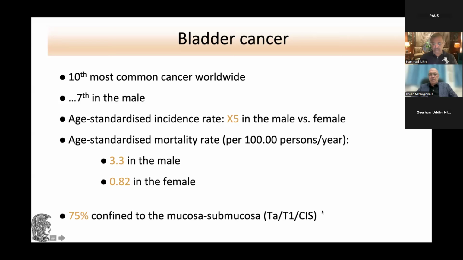But as we all know, this group of patients is characterized by substantial heterogeneity because we don't treat the same way a TA bladder cancer and a CIS bladder cancer, as we all know that.